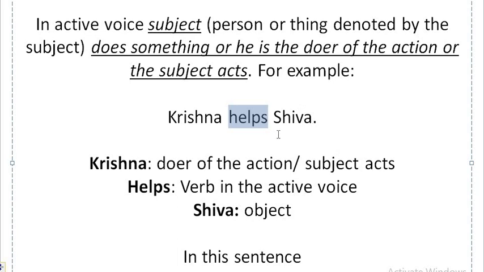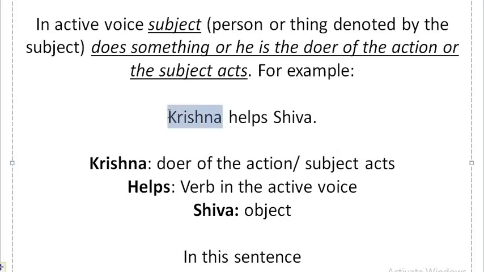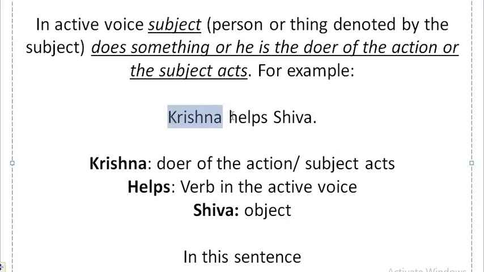Now if you wanted to make Krishna the receiver of the action, in that case it would have been changed. Krishna is helped by Shiva. That would be if you wanted to make Krishna the receiver of the action. Now here, since we have to say that Krishna is the doer of the action, that is why we have used this verb form helps. So when you want to make this subject the doer of the action, in that case this verb form is appropriate. All right, this is correct. Now if we want to make this the receiver of the action, this form would not be correct here. So in that case you have to make it is helped by Shiva. So that was the passive form of the voice.